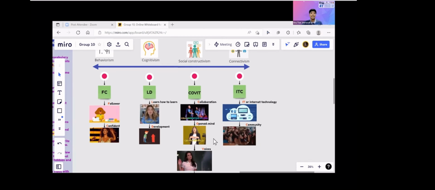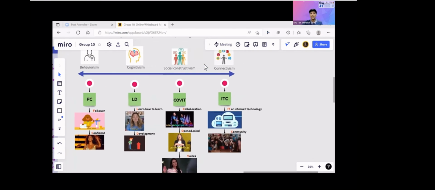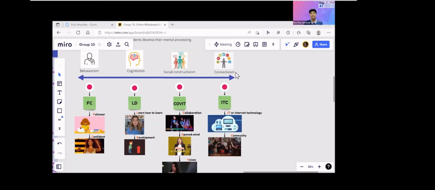And you can see that they totally have an interaction with each other. All of these processes can exactly be called social constructivism. And the last one is going to be about connectivism. We use some IT or internet technology to shape their thinking and change the way they learn.